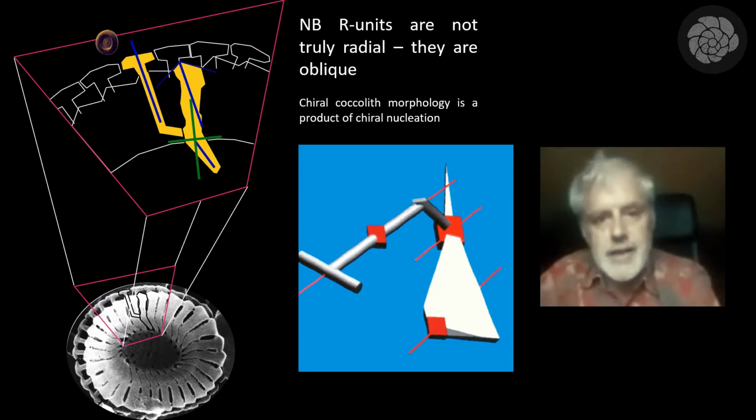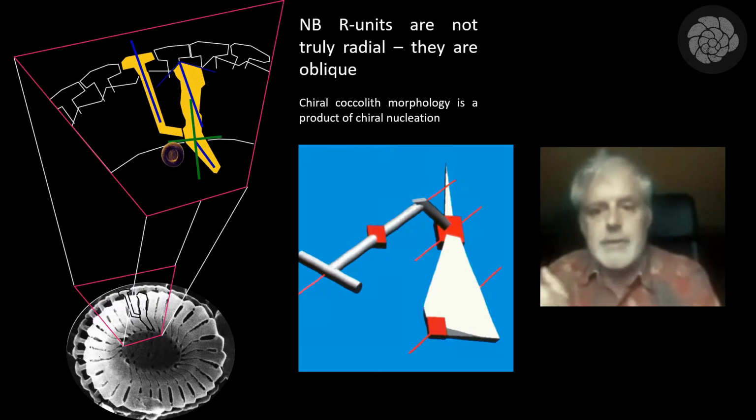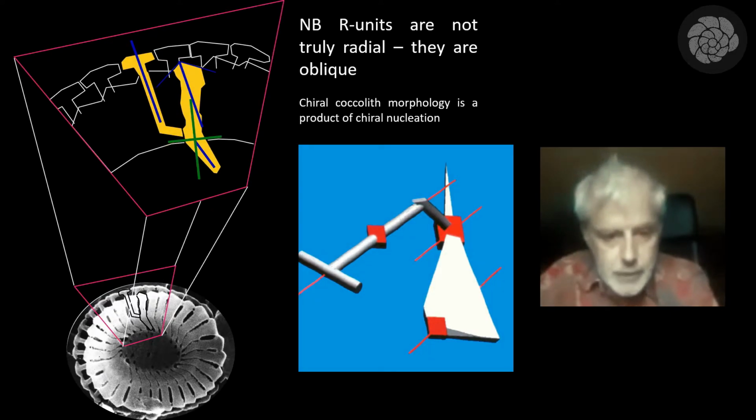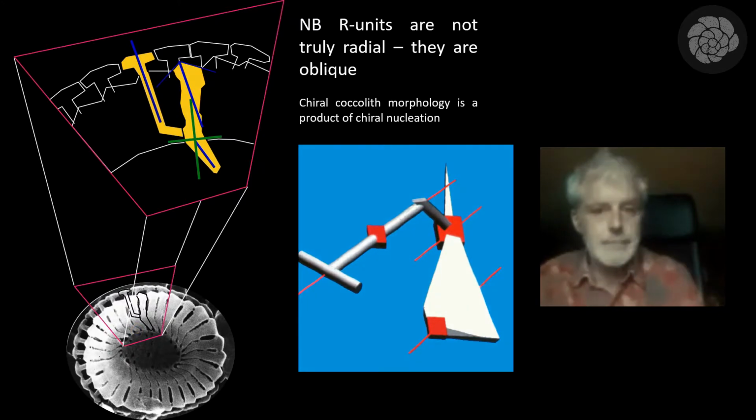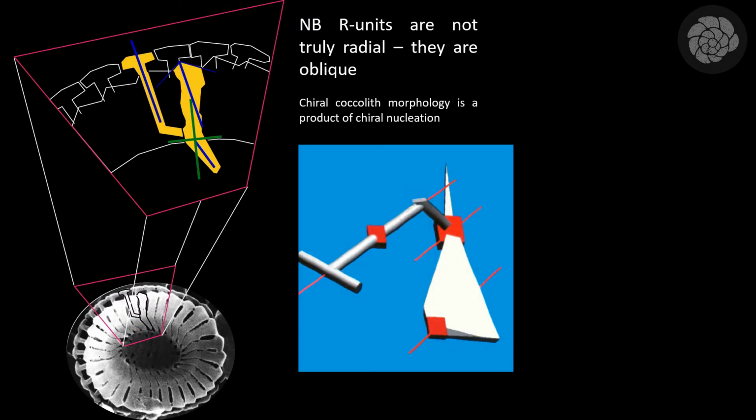So the C-axis is going along the hammer handle and along this direction, actually along the length of the laths in the central area as well. If you look at this image, it's nicely slightly etched, and you can begin to see that direction. This is where the R unit is, and this is where the C-axis is going. It's not radial, it's consistently rotated slightly anti-clockwise. So you've got a handedness to the structure, a chirality.